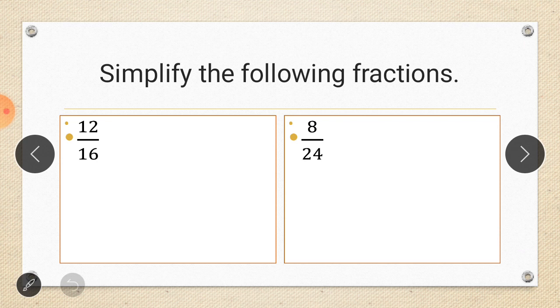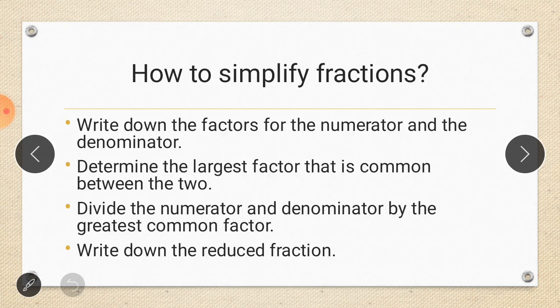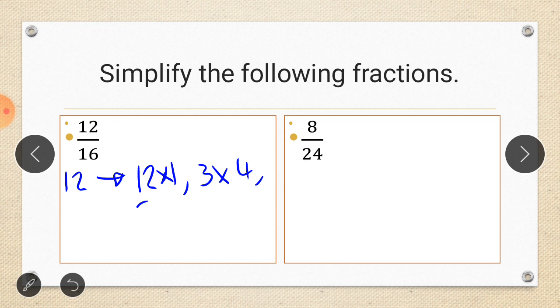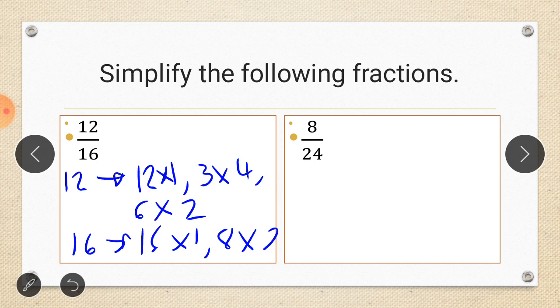We have 12/16. The first thing to do is to write down the factors of the numerator and the denominator. The factors of 12 are 12 times 1, 3 times 4, you can use x, then 6 times 2. How about 16? The factors of 16 are 16 times 1, 8 times 2, 4 times 4.